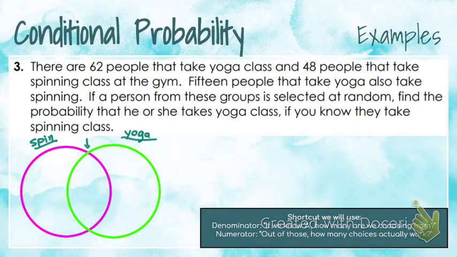So this is both, this space in the middle. So you always start with both. 15 people that take yoga also take spinning. So 15 people are here in the middle.